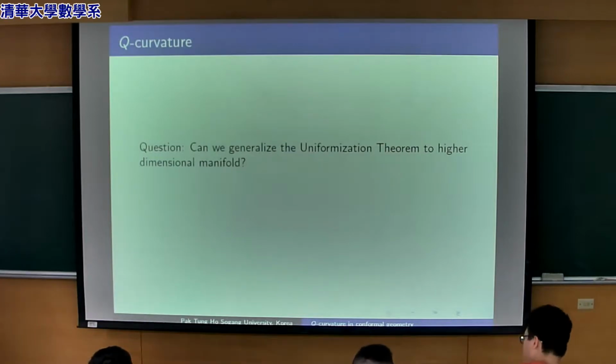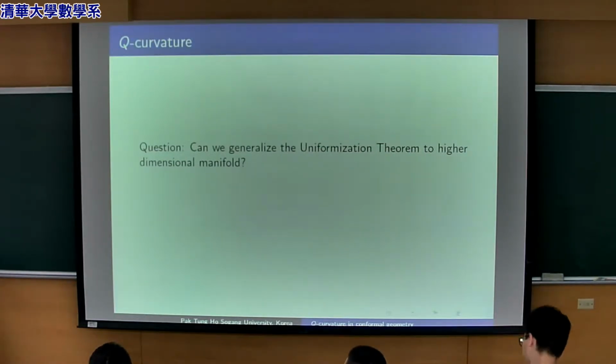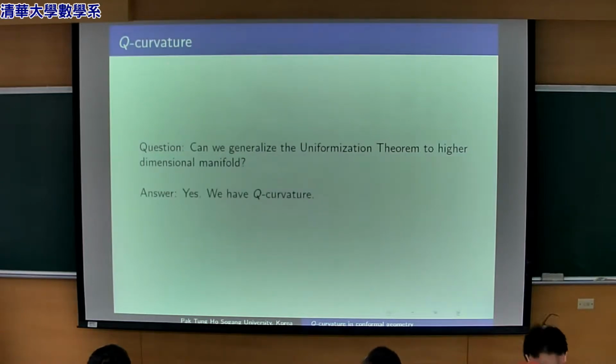Okay, so we have a question here. Can we generalize the uniformization theorem to higher dimensions? In fact, it really depends on what kind of curvature quantity you talk about. If you are from the complex geometry point of view, then you have the Kähler-Einstein metric. And if you are from Riemannian geometry, then you have the scalar curvature, and then you have the Yamabe problem. And today, I want to tell you about Q-curvature.